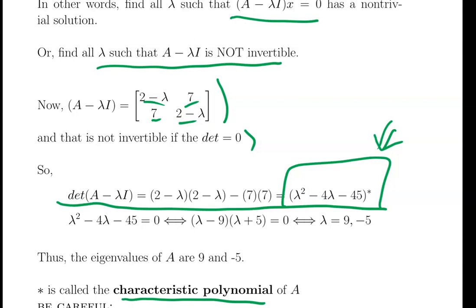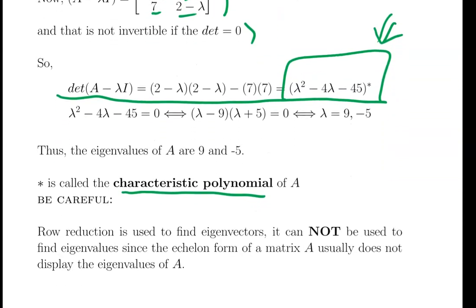Okay, obviously with a 2 by 2, you're going to get a degree 2. Okay, so those are easy enough to find. If you had a 4 by 4 matrix, that's going to be a degree 4 polynomial. Some of the roots may be repeated. We'll get to that later. But that is called the characteristic polynomial. Like it says here, be careful.